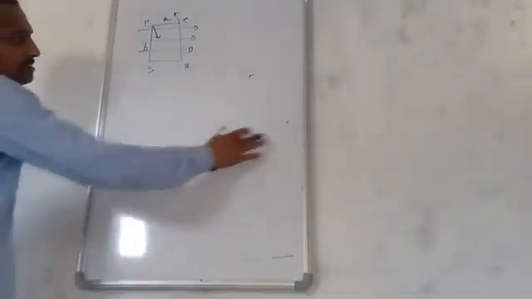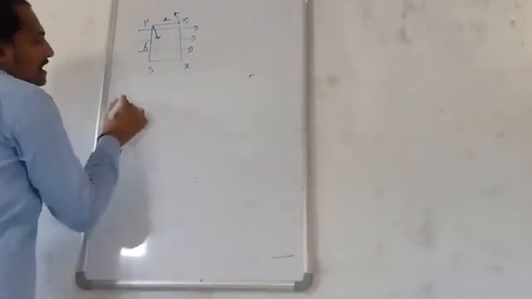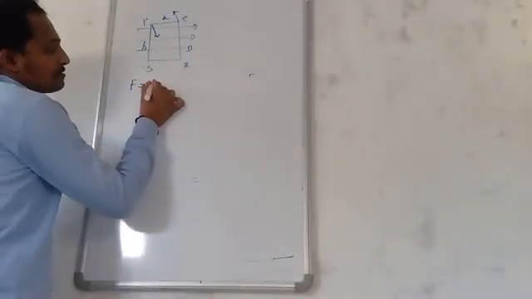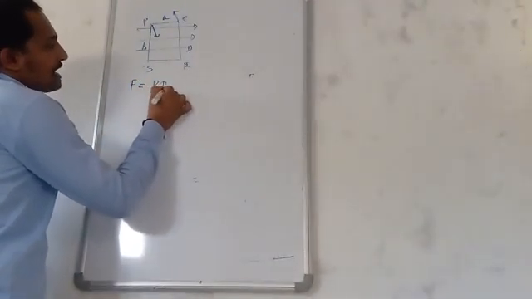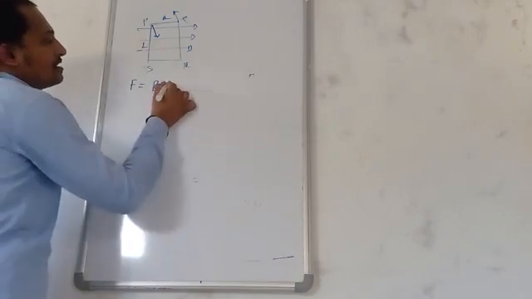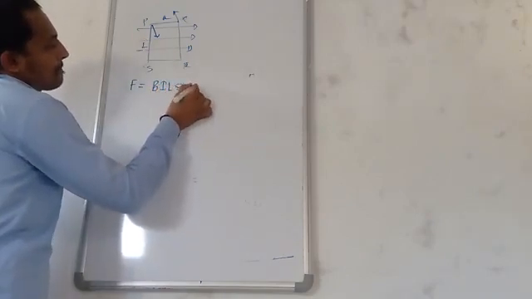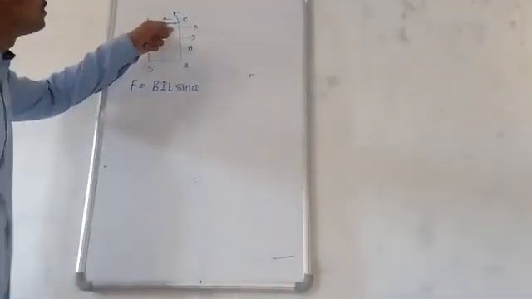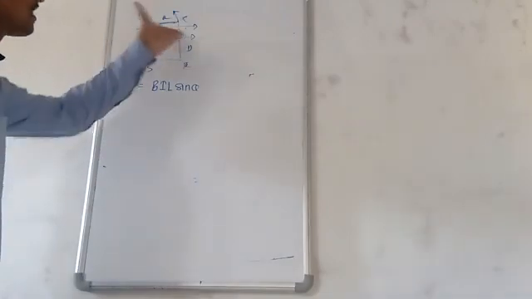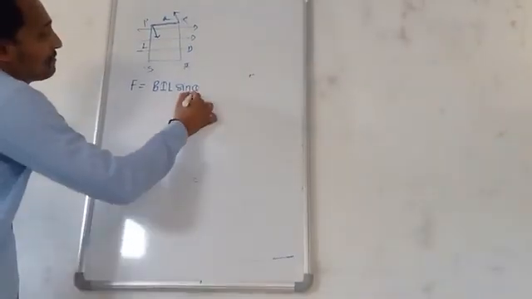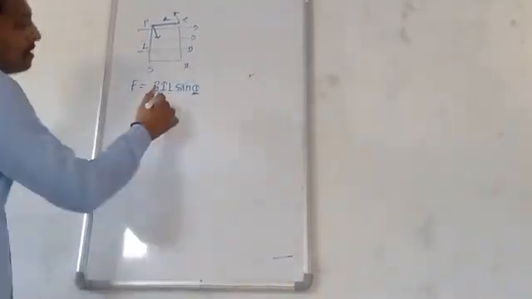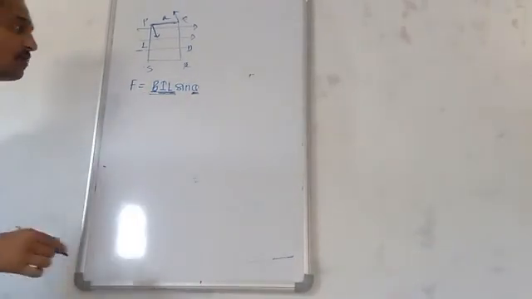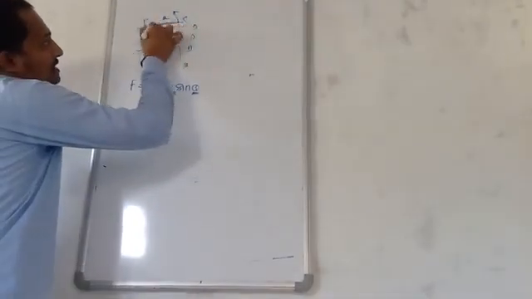So we know that according to our last phenomenon, F is equal to what? F is equal to BIL sin theta. For this arm the force is 0 because the field is in the same direction as that side. So the angle between length and field is 0, and that's why the force on this arm is 0.